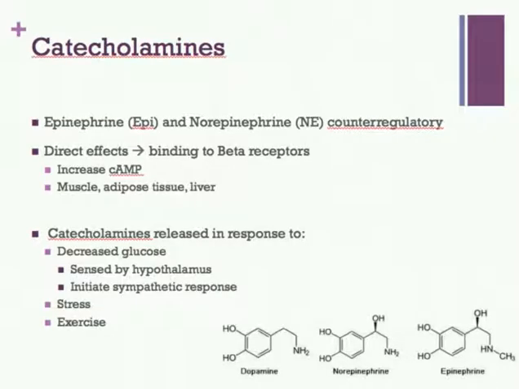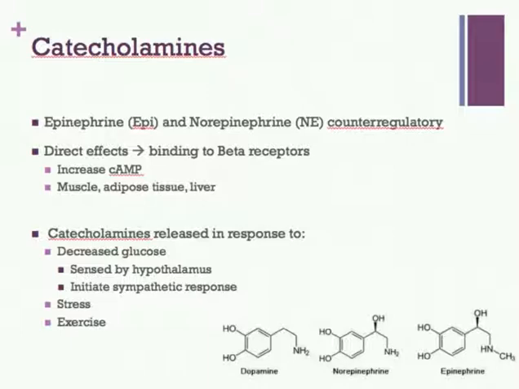Okay, as I mentioned before, just a quick little note, the catecholamines, they're all here for you: dopamine, epinephrine, norepinephrine. They directly bind to beta receptors, which are prevalent on muscle, adipose tissue, and liver. You should know that catecholamines also bind to alpha receptors in some cases, but in the counter-regulatory phase for glycemia, we're worried about beta receptor binding.